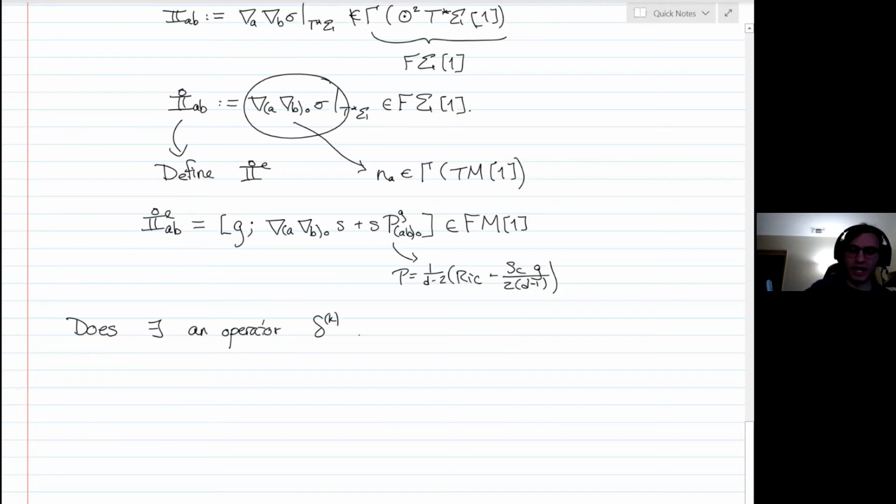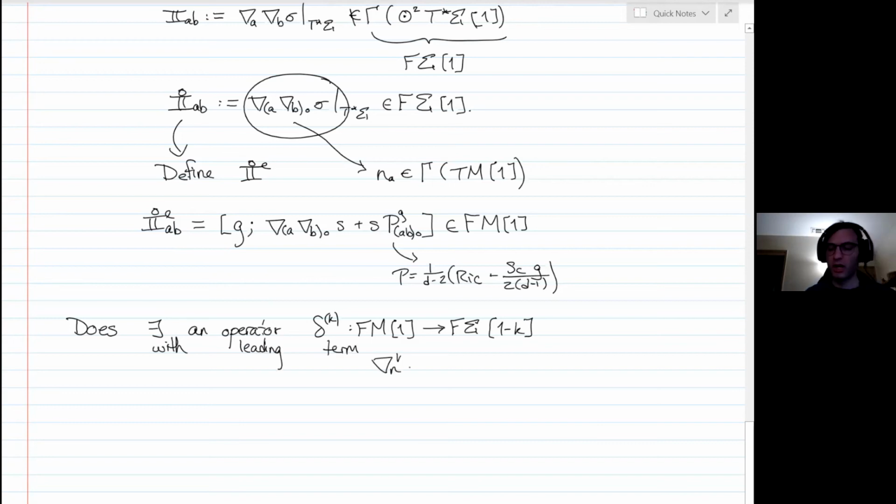And that operator has to map fm1, because that's where the second fundamental form lives, to f sigma 1 minus k. This would just be the natural weight of k normal derivatives on our second fundamental form. With leading term, we want it to look like k normal derivatives on our second fundamental form, or extension thereof. So we want to know if such operators exist.